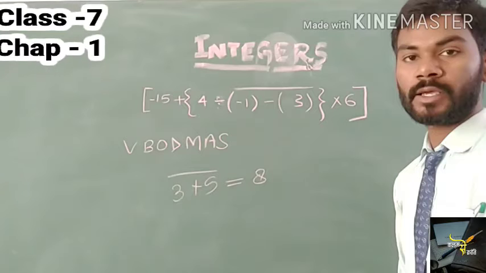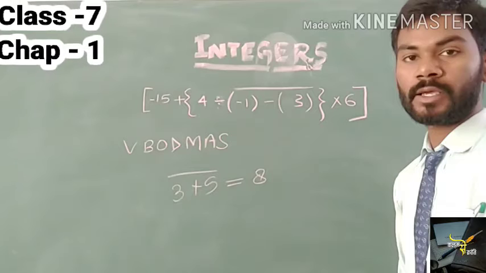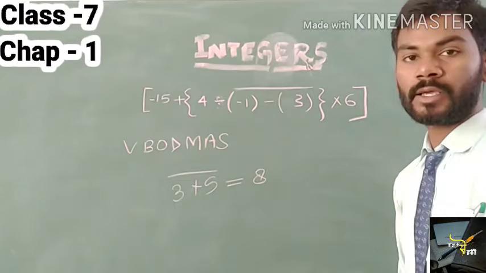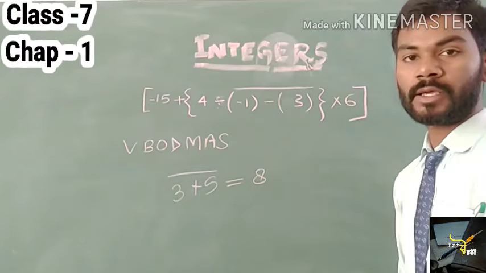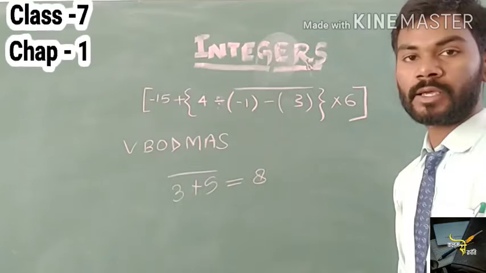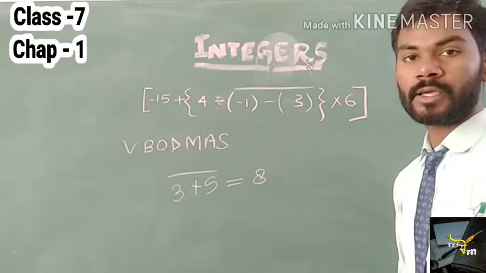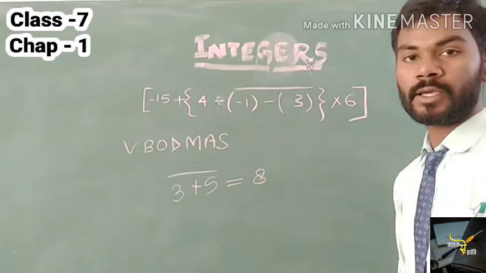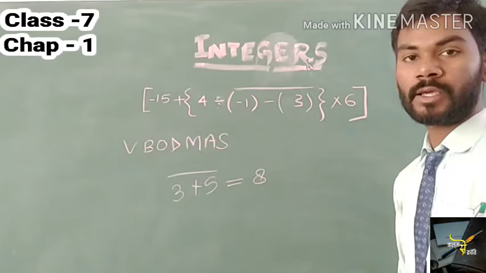In the second step, I just remove the bracket with 3. So here we write minus 15 plus 4 divided over minus 1 and here minus 3 with a bar, multiplied by 6. Now I have collected minus 1 minus 3 together. So here we write minus 15 plus 4 divided over minus 1 minus 3 bar, multiplied by 6. Now here we can see that both integers are under the bracket with a bar.